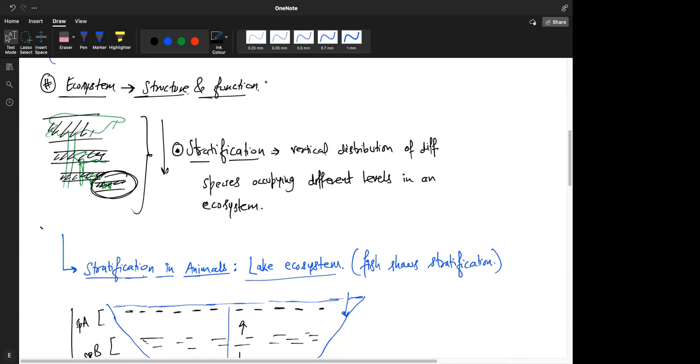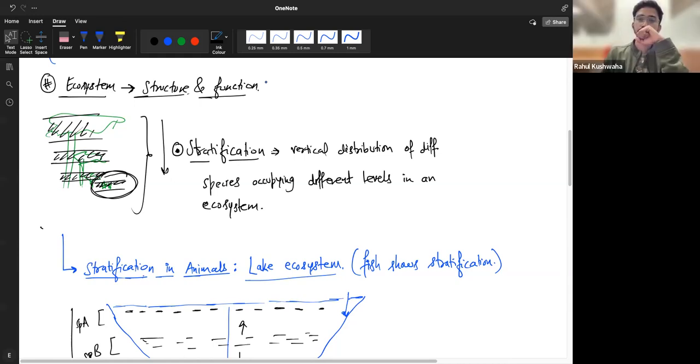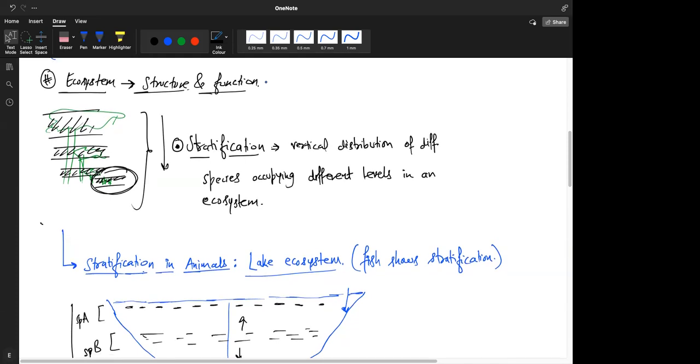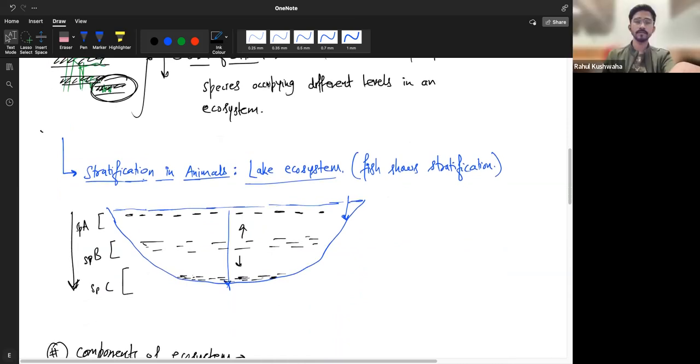Then we learned about the lake ecosystem and the stratification in this ecosystem. So this is an example of animal stratification.